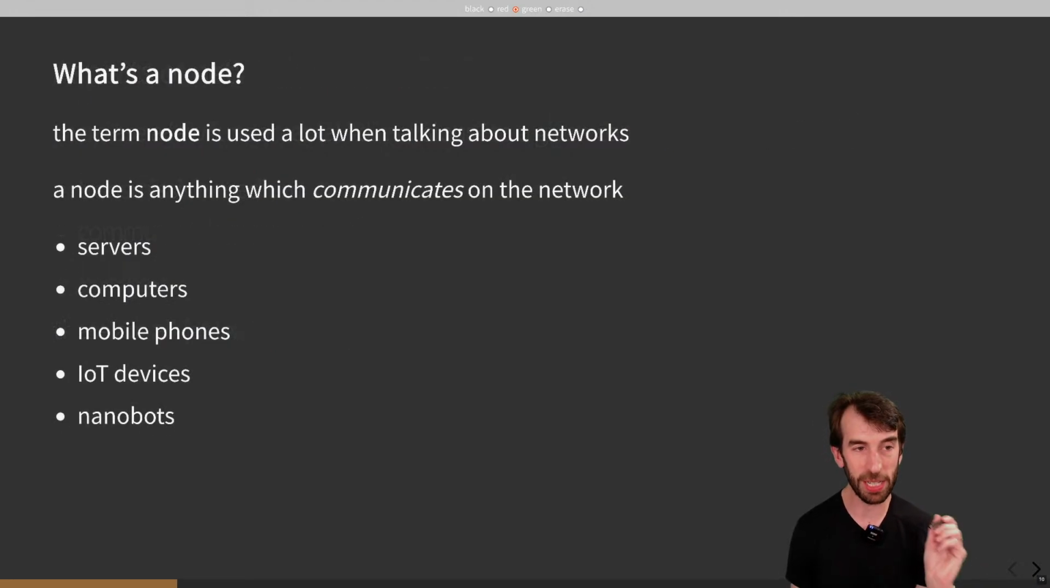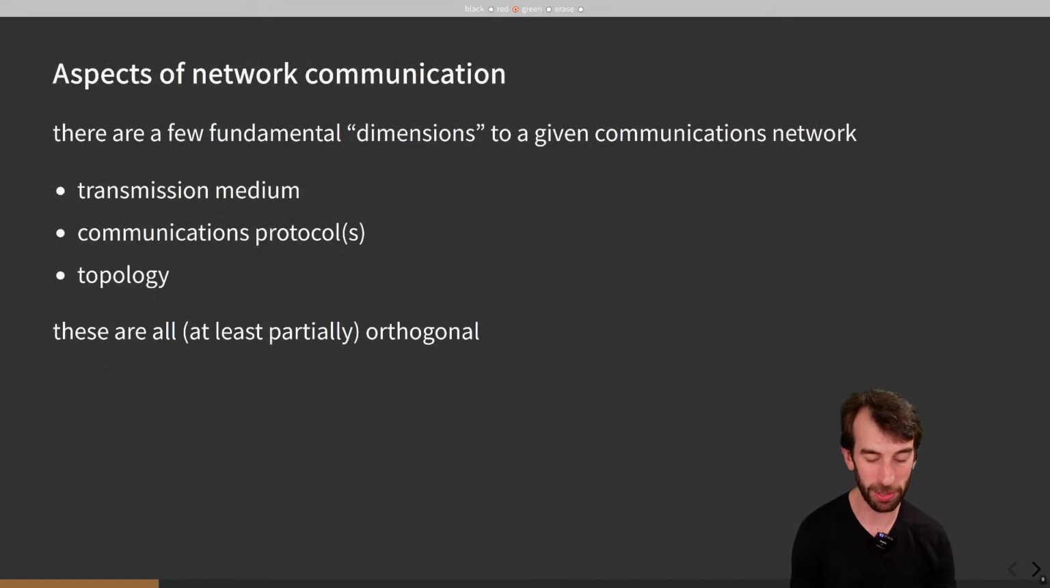So what do I mean by transmission mediums? Well, what's a node? I've got my slides in the wrong order. What's a node on a network? Well, it was one of these computers talking to each other with network connections between them. That's a node. Some sort of computer.